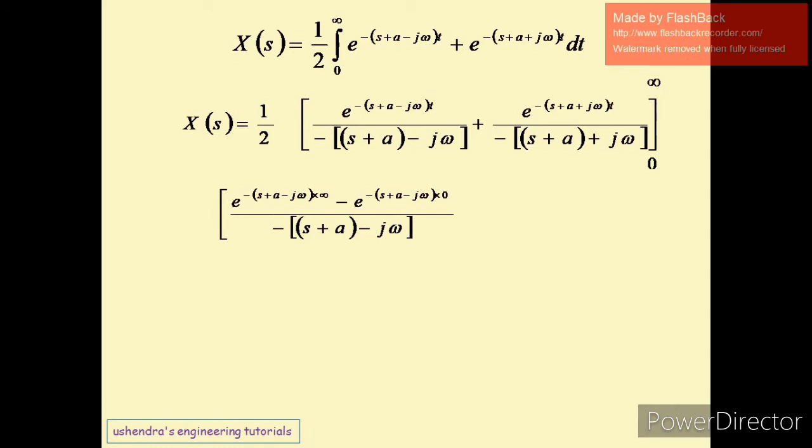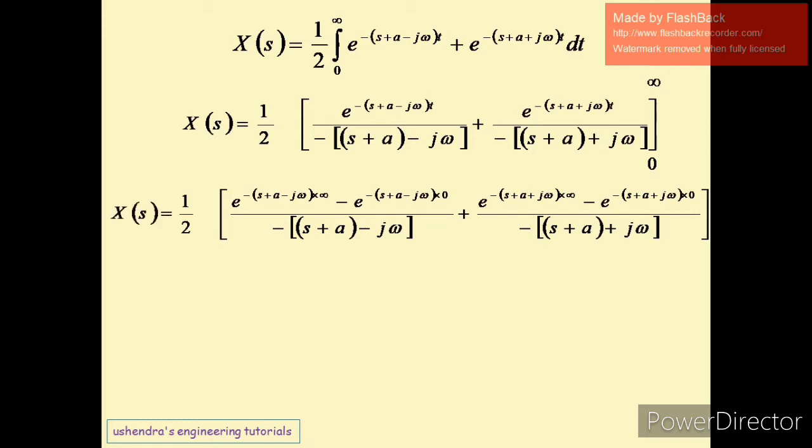And the second expression, plugging in the same upper limit and lower limit, in this case it continues e raised to minus of s plus a plus j omega into infinity, which is the upper limit, minus e raised to the entire term into 0, which is the lower limit. This is plugging in the values of the upper limit and lower limit in the numerator, and the denominator we have as it is, and this positive also as it is, which is equal to x of s.